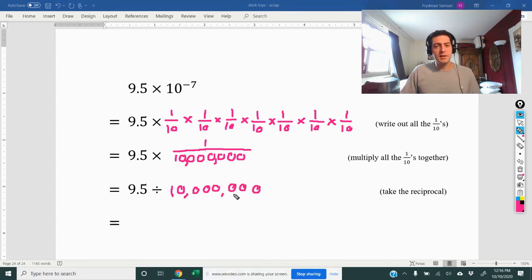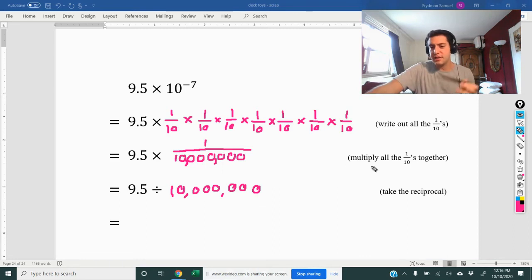Okay, so 10 million is the reciprocal of 1 over 10 million. That's what you get if you just flip 1 over 10 million. You would get 10 million over 1, but we don't need to bother with writing over 1, right? So we'll just write 10 million. So multiplying by 1 over 10 million is the same thing as dividing by 10 million. So 9.5 times 1 over 10 million is the same thing as 9.5 divided by 10 million.